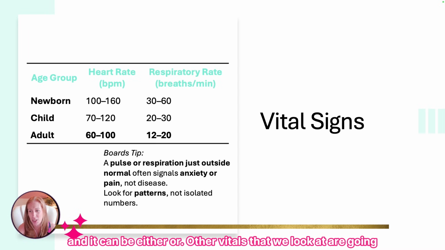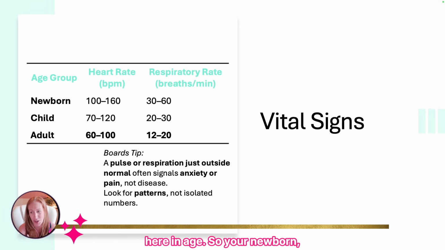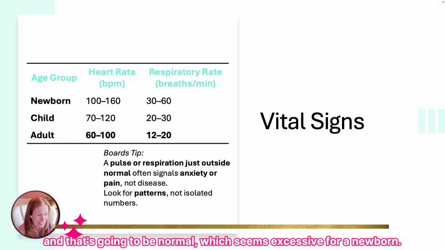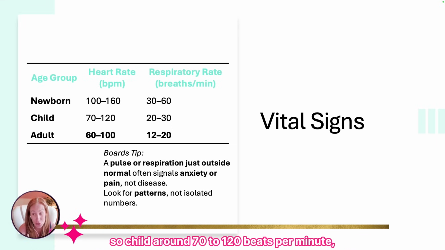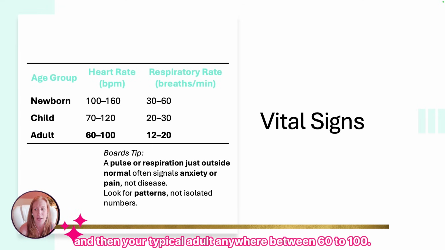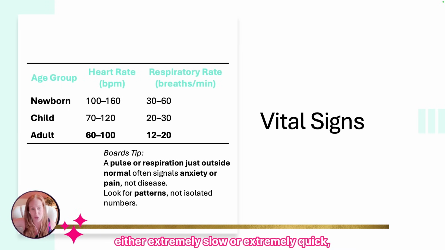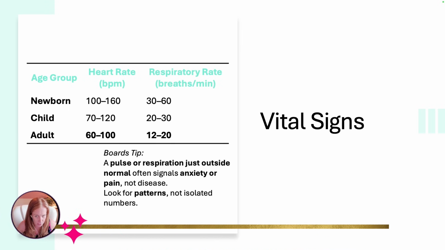Other vitals that we look at are going to be heart rate and respiratory rate. Please keep your eyes on the differences here in age. So your newborn heart rate is going to be anywhere between 100 to 160, and that's going to be normal, which seems excessive for a newborn. The child, that starts to slow down as we age. So child around 70 to 120 beats per minute, and then your typical adult anywhere between 60 to 100. Which means if your patient is outside of these, either extremely slow or extremely quick, we need to be prepared for a potential medical emergency.